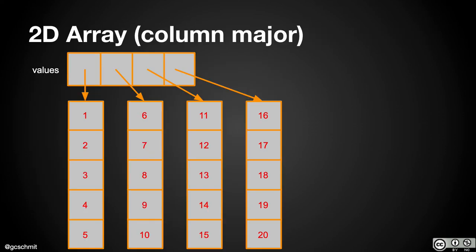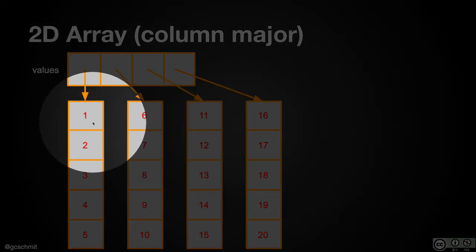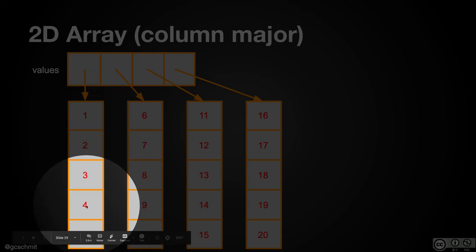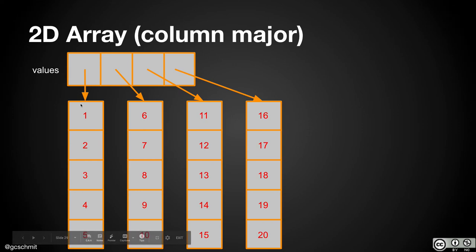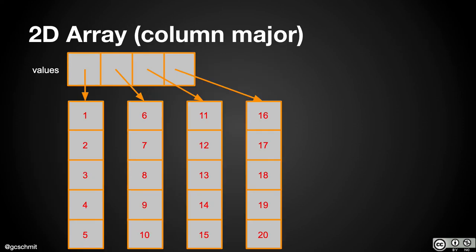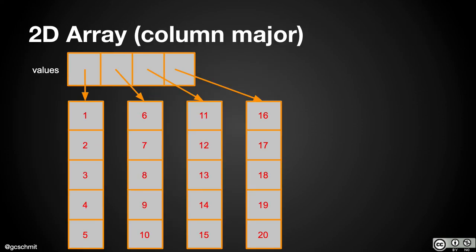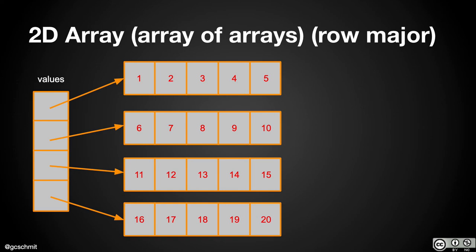We could do things in a column major approach, where the first element in our array is a reference to another array with values, but those values represent a given column as opposed to a given row. These two arrays, from the computer's perspective, are exactly the same. It's simply a matter of how we interpret them. That is, do we have an array where each element is a reference to a row? That's this one. Or do we have an array where each element is a reference to a column? Java doesn't care. It's how we choose to interpret it. So we're going to stick with this one almost always: an array of rows, not an array where each element is a column.